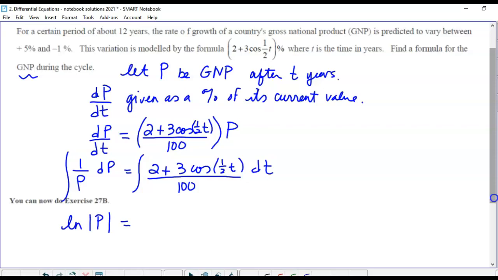And so we can take each term here. So that's 2 over 100. So that's 1 over 50. So it's going to be 1 over 50 T plus 3 over 100. Integral of cos of a half T. So it's going to be sine of a half T divided by a half, which is times by 2. So you could actually put it like that if you wanted to. Plus C.